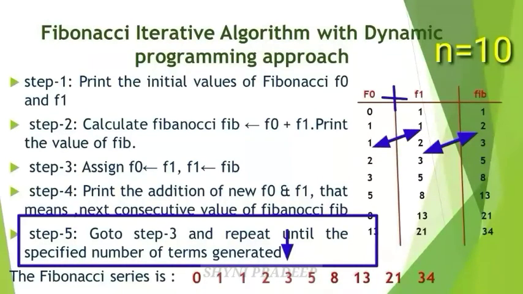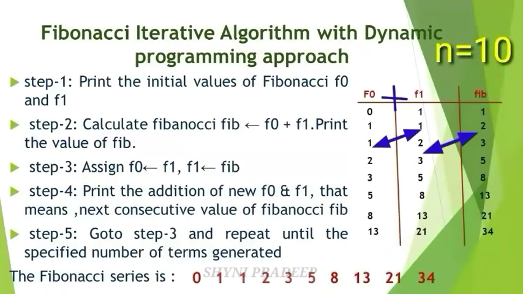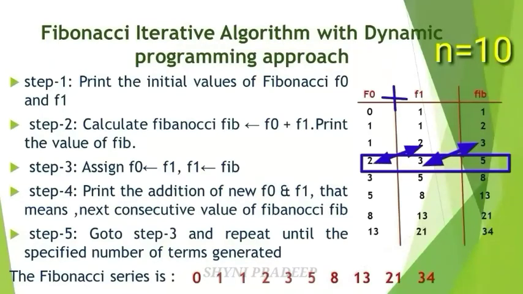Okay. Again go to step 3. Assign the F1 value to F0 and the fib value to F1. So F1 value is what? 2. So assign this value here. Okay. 2. And fib value is this. Assign this fib value to F1. 3. So 2 plus 3, 5. So our next output is 5.